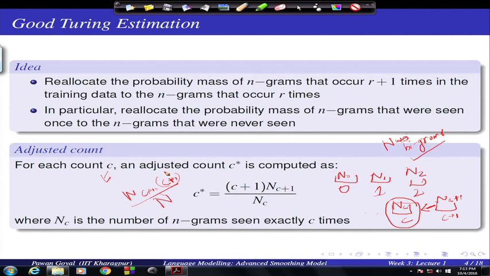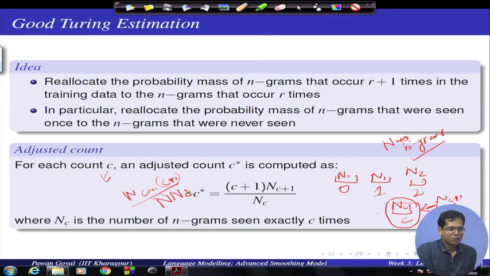Yes, and this I am distributing to the words that occur c times. Now how many words are there? There are N_c words. So what is the probability that each of them will get? Divide by N_c. So this is the probability mass that each of them will get. Now what will be their effective count? Remember how we defined effective count? C star, such that if I divide it by n, this will give me the same probability. So that tells me C star is N_{c+1} times (c+1) divided by N_c, and that's what we have written here.